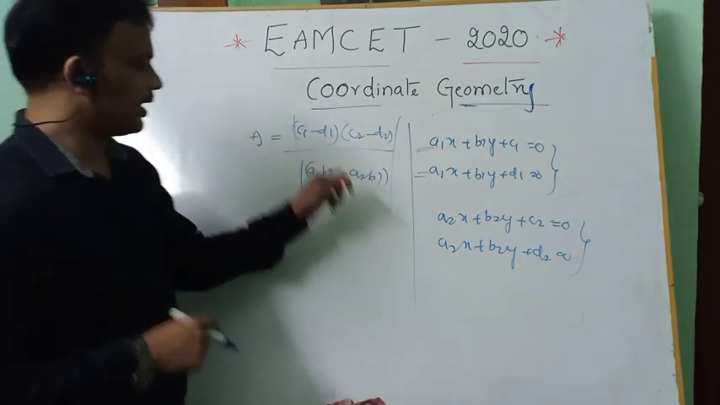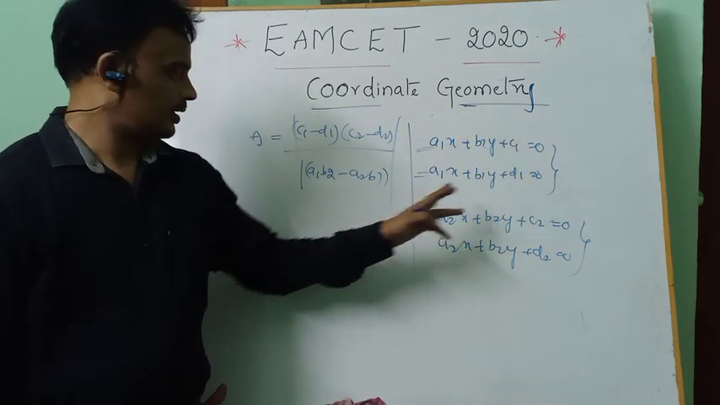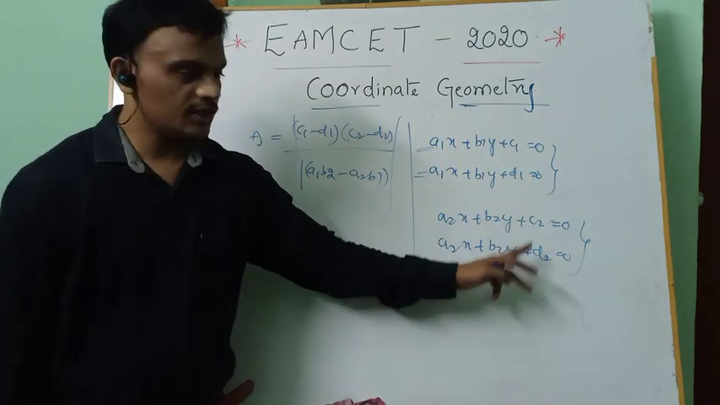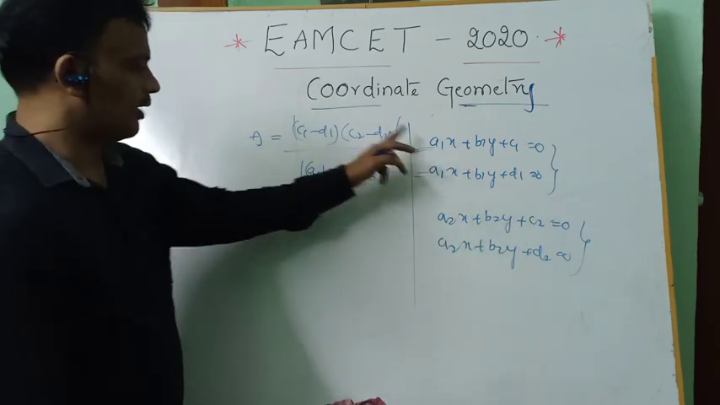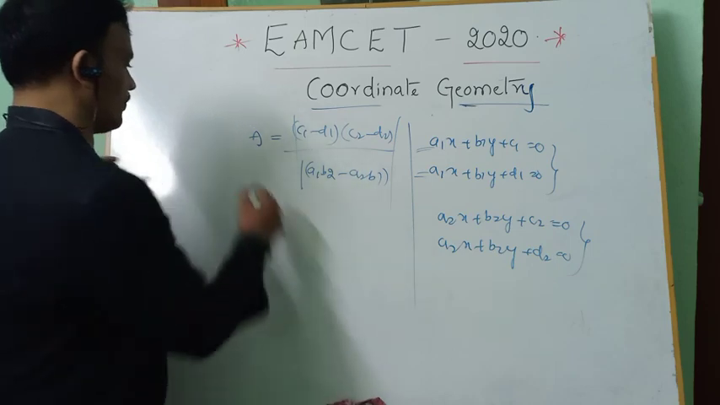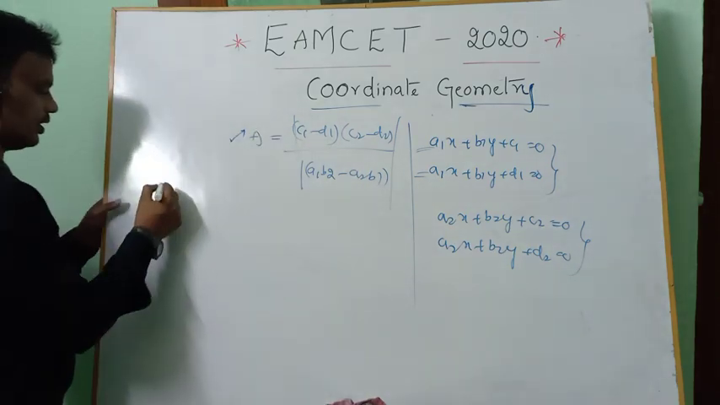Right? c1 minus d1, that's the difference between the constants from the first set of lines, into c2 minus d2, the difference between the constants from the second set of parallels, by a1 b2 minus a2 b1. That gives the area of the parallelogram. Okay, and area concepts, you know this one.